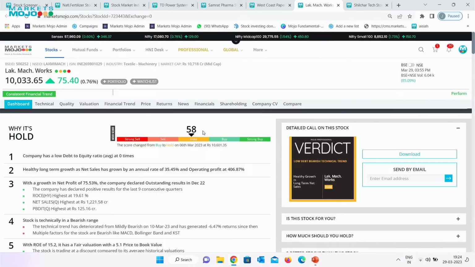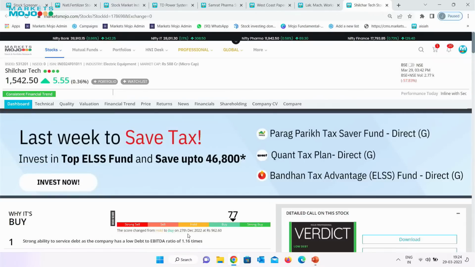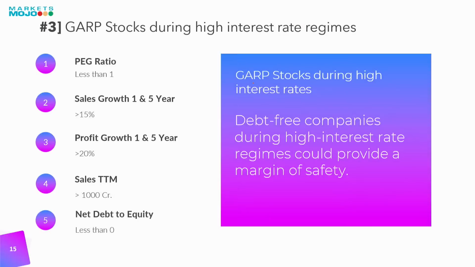Okay, Lakshmi Machinery Works is currently at the whole trend. It was a Mojo stock once upon a time, but you can see the technical trend is not that great. We also have this one particular small micro cap company which is at 77 and buy, but it has changed from hold to the buy range. Again, debt free in nature. So during this high interest rate regime, adding this particular filter in any of your strategies could be quite useful.